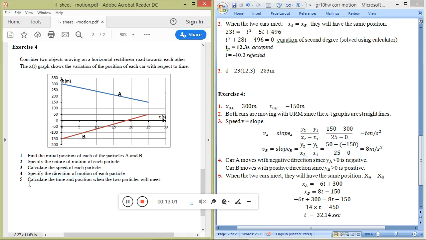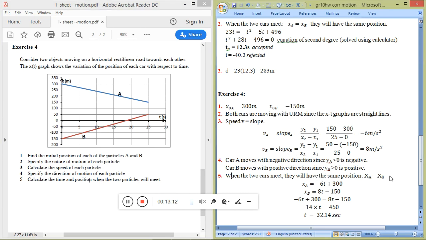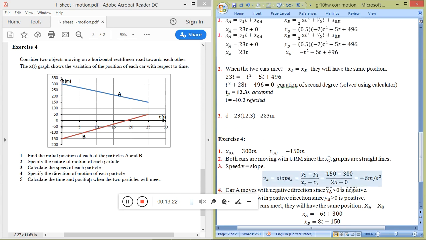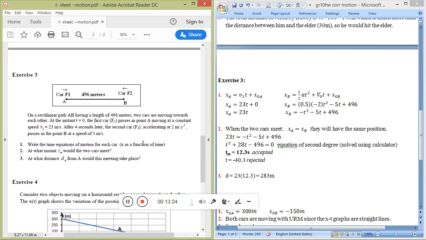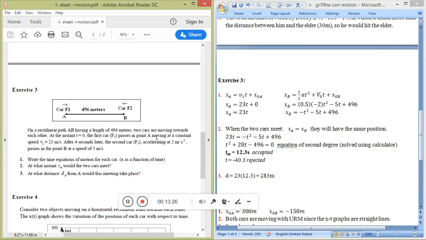The last question, calculate the time and the position when the two particles will meet. When they meet, similarly as in exercise 3, they will have the same position, xa equals xb. Mathematically, we will determine and calculate the time as 32.14 seconds.